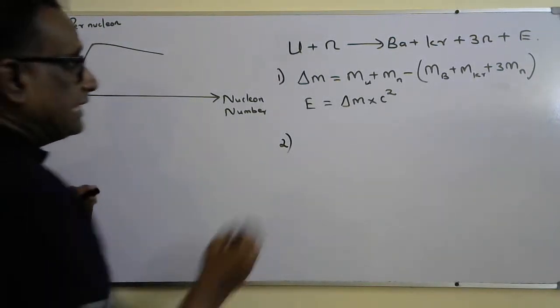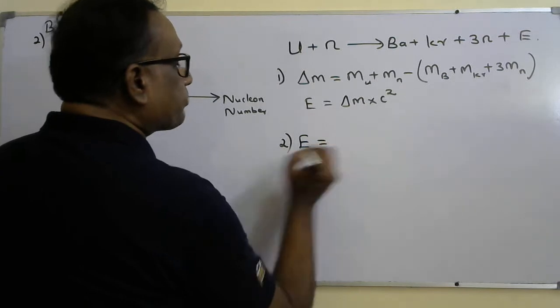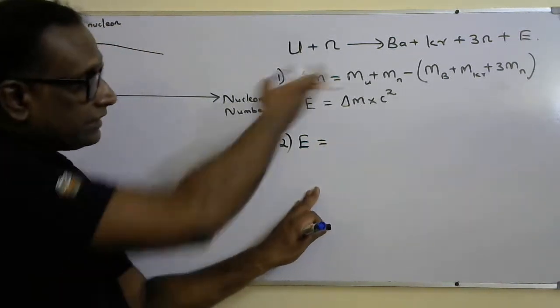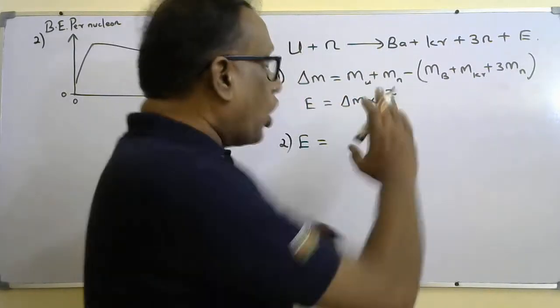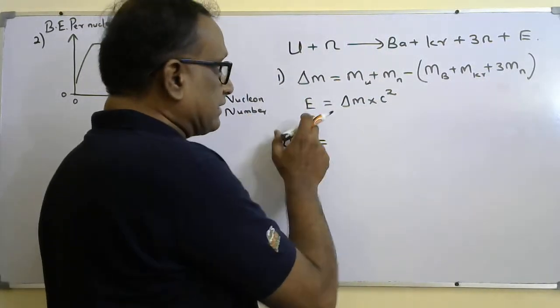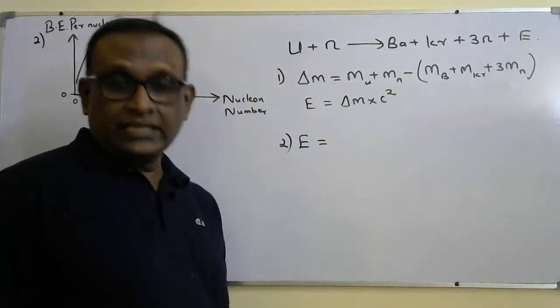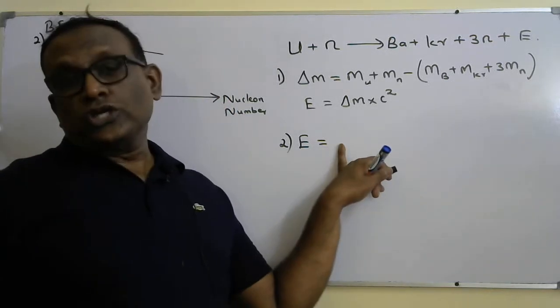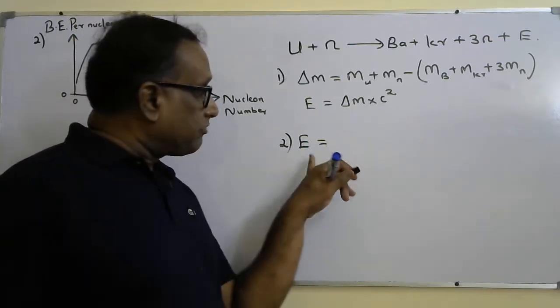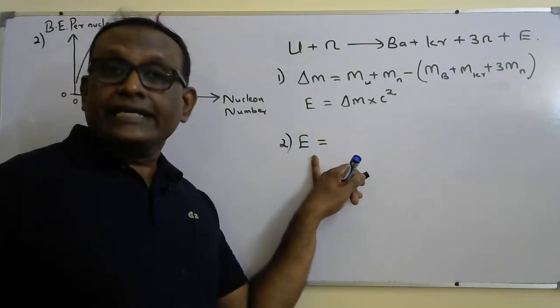The second method we can use in both fission and fusion. The first method we normally use in Edexcel to find the energy release, using the mass deficit, in both fission and fusion reactions. The second method we don't use much, but anyway, we can find the energy release by using binding energy.